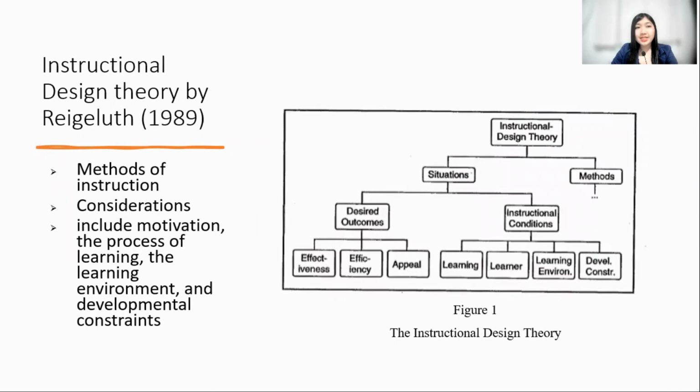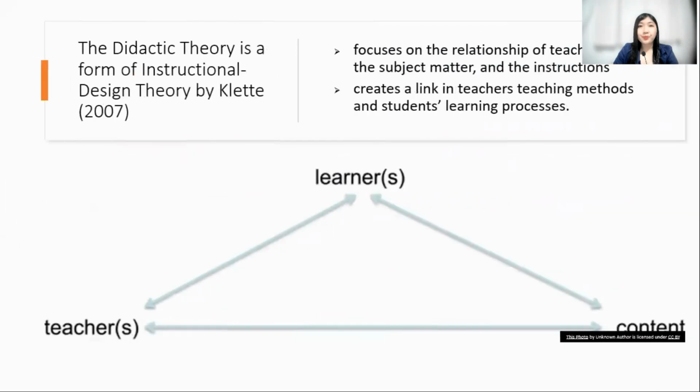The Instructional Design Theory by Reigeluth, 1989 includes methods of instruction and its considerations including motivation, the process of learning and the learning environment, and the developmental constraints. In the creation of the teacher's manual, the researcher considered the situational factors of the students to decide which method is suited for the particular lesson. Figure 1.1 shows the components in the instructional design theory.